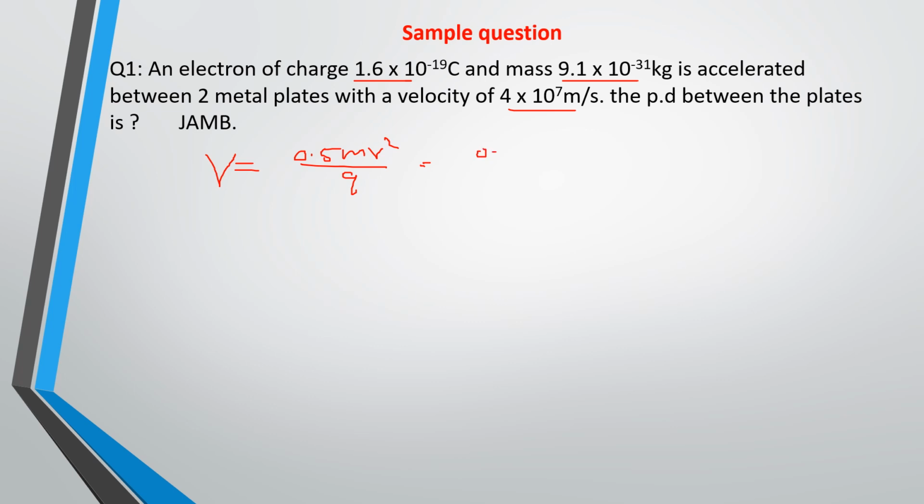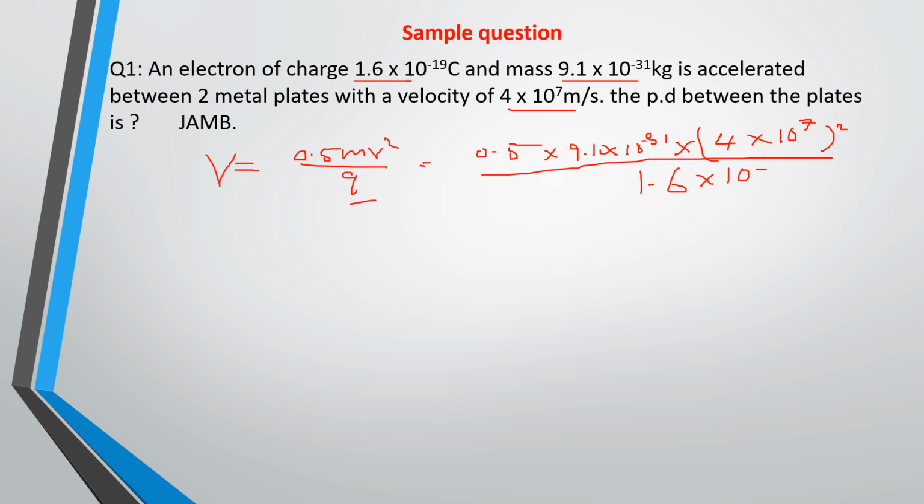So this will give you 0.5 multiplied by mass of the electron, which is 9.1 times 10 raised to the power minus 31, multiplied by the velocity squared, which is 4 times 10 raised to the power 7, all squared, divided by the charge, which is 1.6 times 10 raised to the power minus 19.